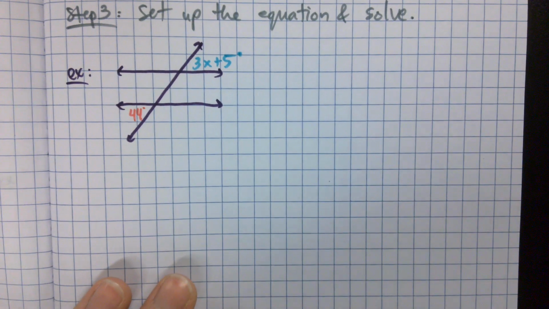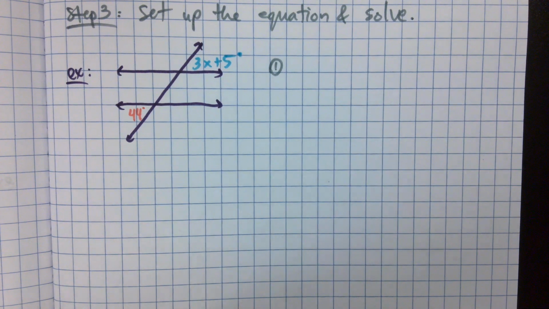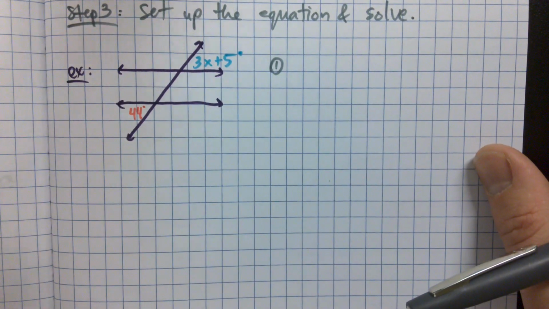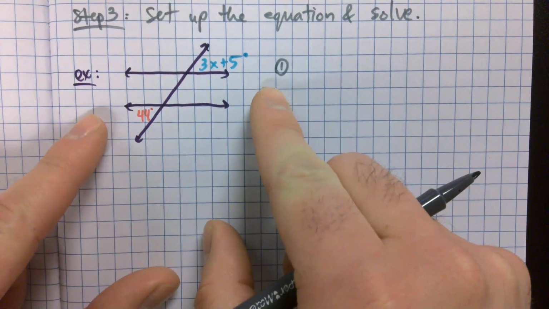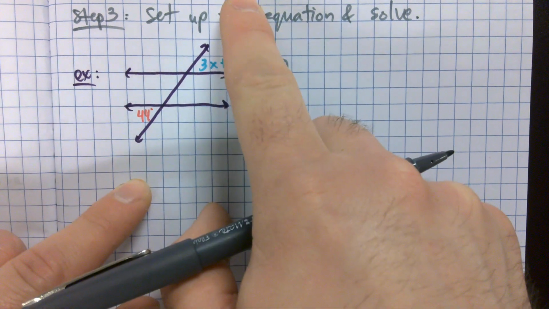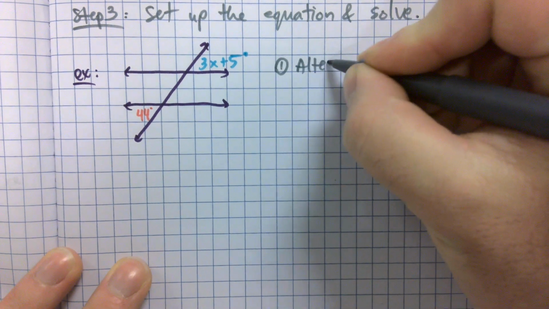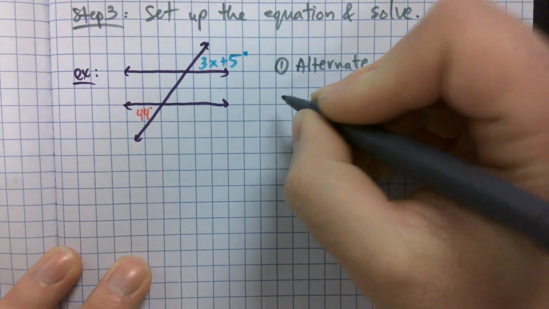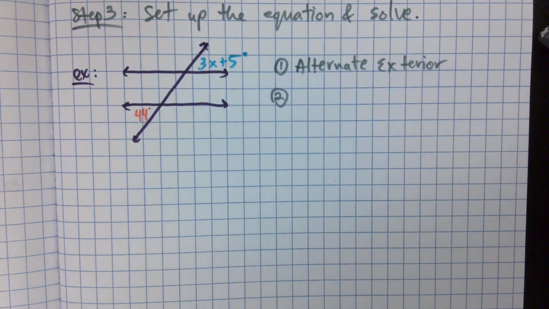So let's do step 1. Let's figure out our relationship here. Are these interior angles or exterior angles? Exterior. They're on the outside of my parallel lines. Are they on the same side of my transversal or alternate sides? Alternate sides. So if they're on alternate sides of the transversal and on the exterior of my parallel lines, what can we call that relationship? Alternate exterior.